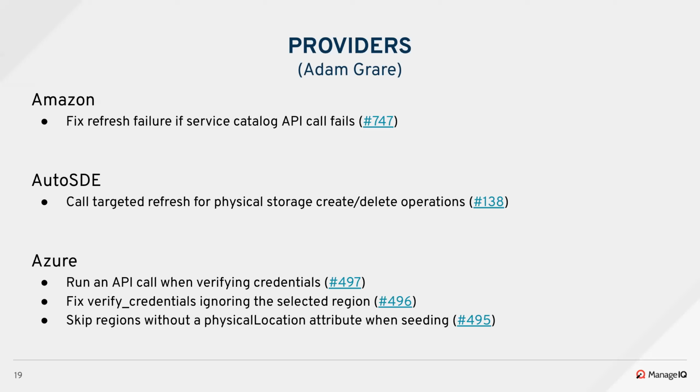For Azure, we now run an API call to get a list of flavors when we are verifying credentials. This allows us to confirm that the credentials and subscription ID that you passed are going to be sufficient to do a refresh. Previously, the verify could come back as good, but then the refresh would fail if the region you specified didn't have connection availability.